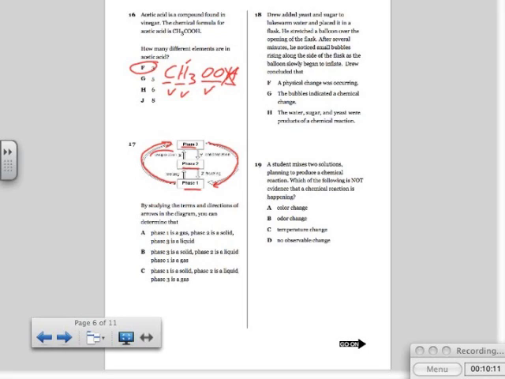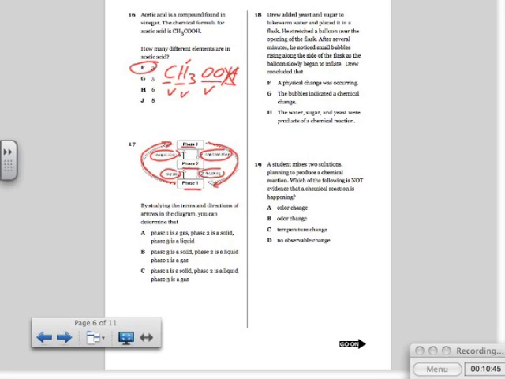So we have evaporation here, we have melting here, we have freezing here, and we have condensation right here. So remember, freezing is when it goes to a solid, melting is to a liquid, condensation is taking a gas back to a liquid, and then evaporation is taking a liquid to a gas. So it says, by studying the terms and directions of arrows in the diagram, you can determine that, and we're looking for the answer that's going to fit that, and the answer is C.